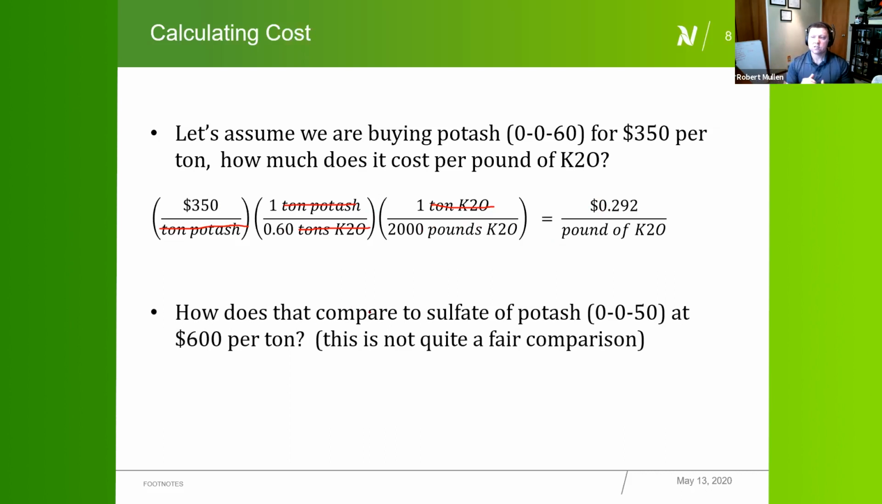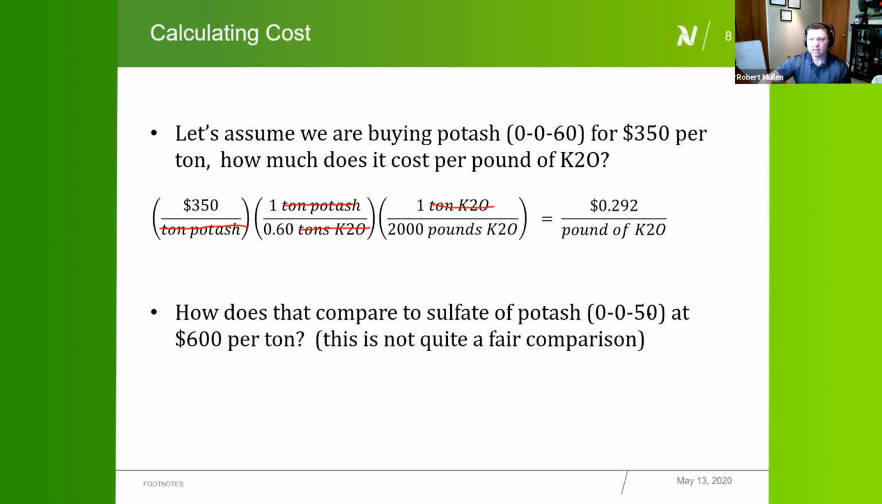Now, just to illustrate how this works, and this is not quite a fair comparison, but let's compare this to sulfate of potash. And I suspect that everybody recognizes why this is not a fair comparison. And that is because I'm also getting a substantial amount of sulfur when I make this application with this material. I'm not considering that. I'm going to show you how to do that on the next example.